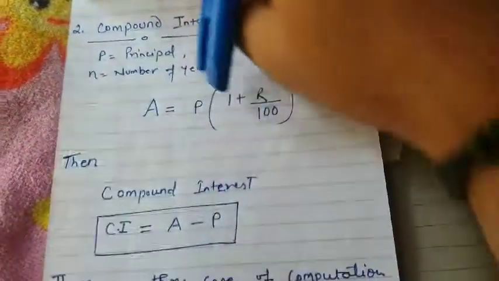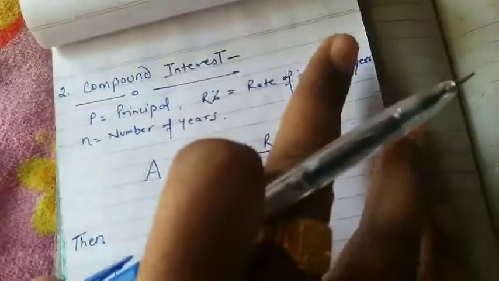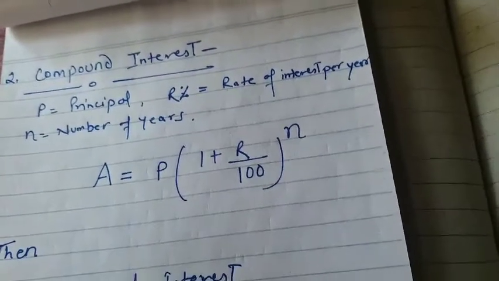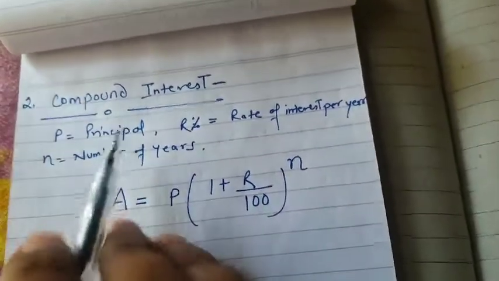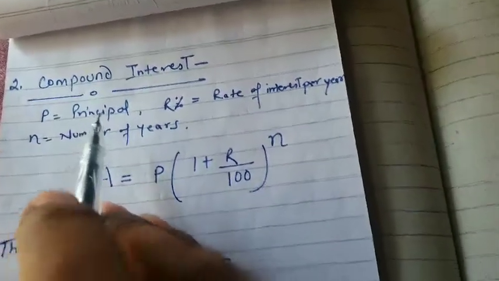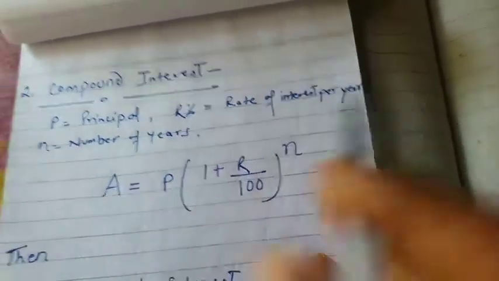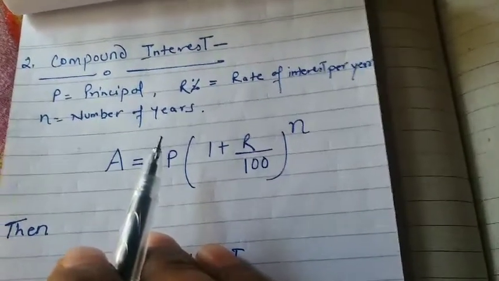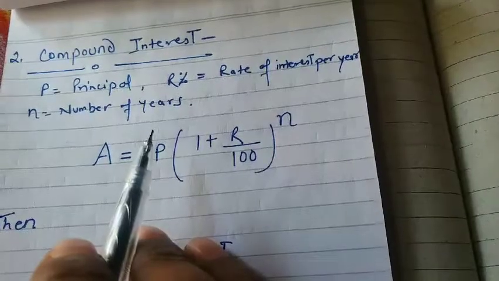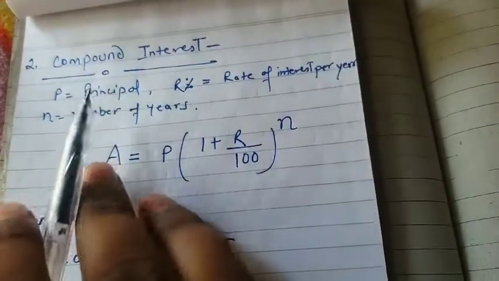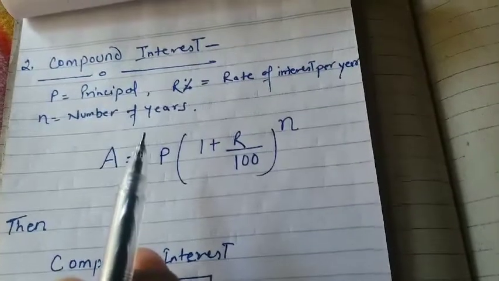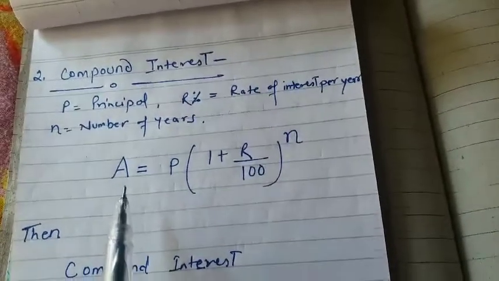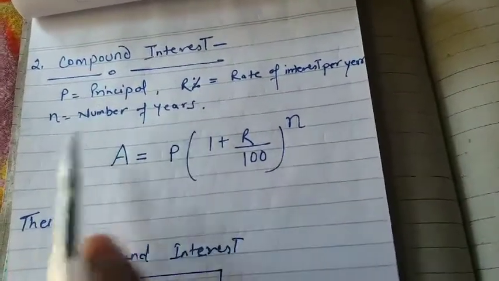The next interest is compound interest. So how can we calculate the compound interest? If in the question we are given the principal, rate of interest per year, and the number of years for which the interest has to be calculated, then for calculating compound interest, first we calculate the amount with the help of P, R and N.